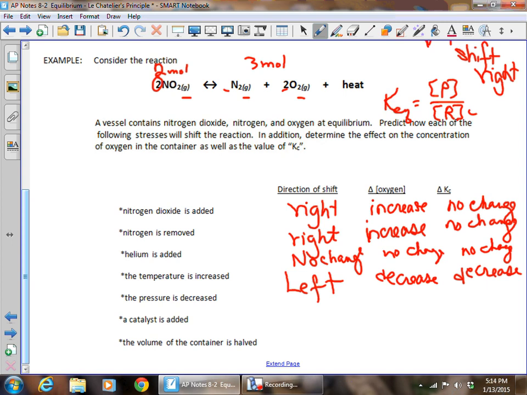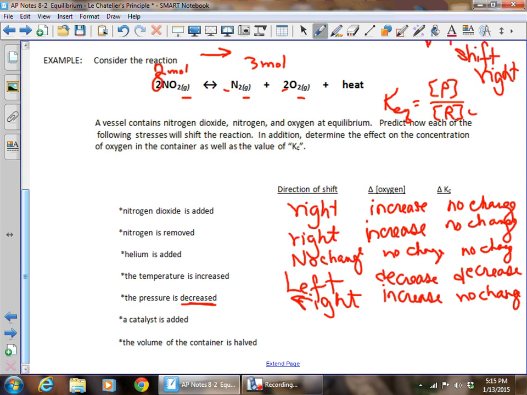So if we increased the pressure, we would shift this towards the least number of moles to relieve the stress. So we would have shifted left. But this is asking us to decrease the pressure, and decreasing the pressure is going to shift it in the opposite direction, back towards the most number of moles of gas. So we're going to shift right in this situation. And as soon as we shift right, no matter what causes it to shift right, oxygen is still going to increase. And since changing the pressure had nothing to do with temperature, it's still going to have no change on K.